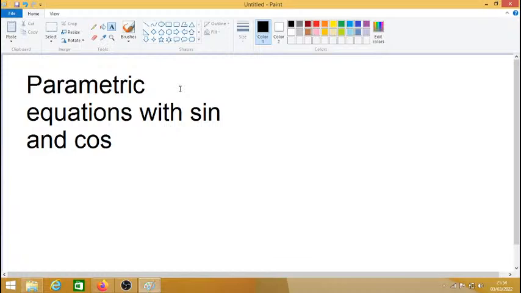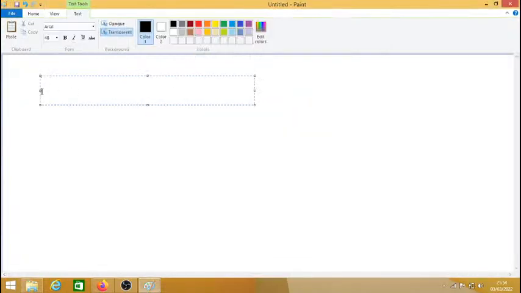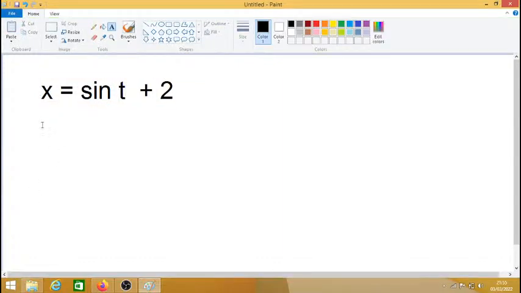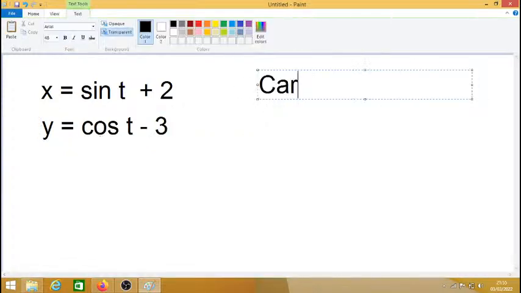Today's topic is parametric equations with sine and cos. Let's take a look. The first equation in the pair is for x, and the equation is x equals sine t plus 2. And then for the y, we have the equation y equals cos t minus 3. And what we want to do is produce the Cartesian equation.